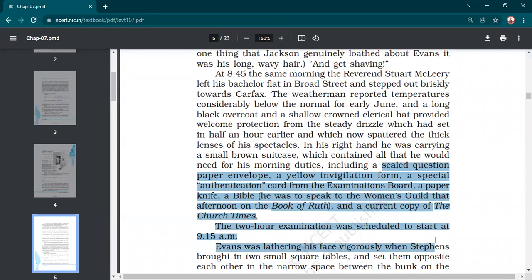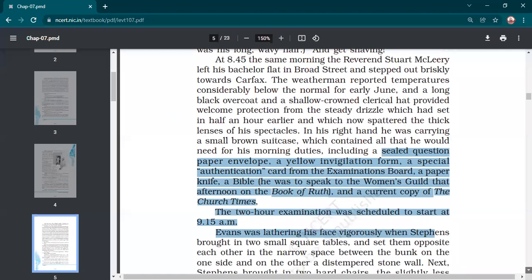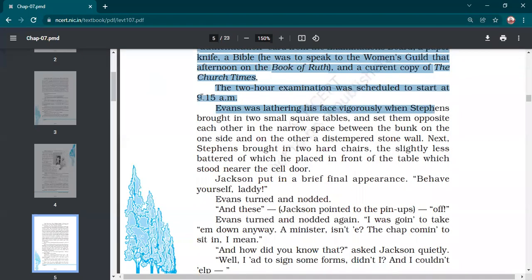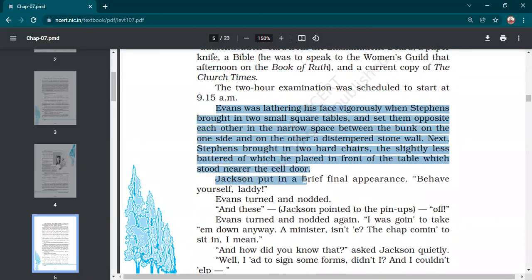So 9:15 से 11:15 तक का टाइम था एग्जाम का, and at 8:45 the invigilator has reached the examination cell. Now we have to see what is going to happen, what Evans is going to do with the invigilator, or what will happen, that is to be seen.